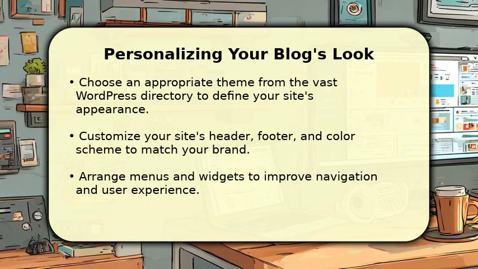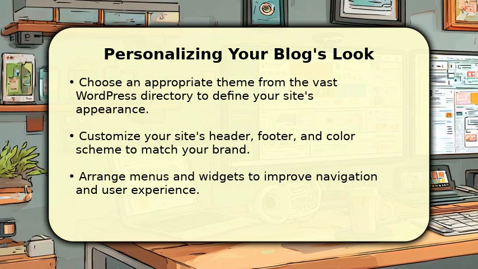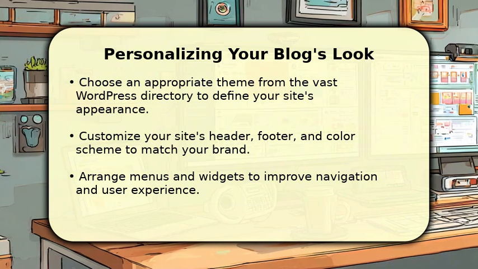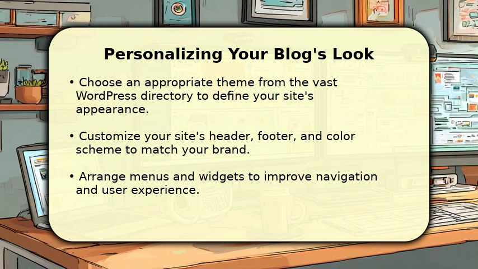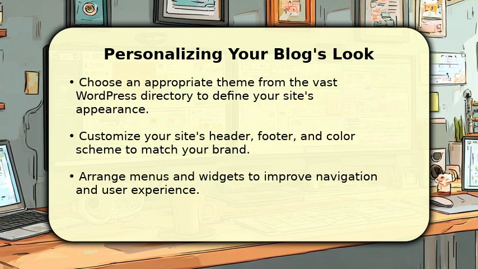Making your blog visually appealing helps it stand out. WordPress offers thousands of free and premium themes you can install and activate under the Appearance menu. Each theme provides different customization options for fonts, colors, and layout.